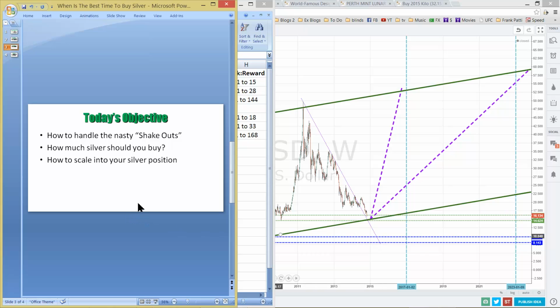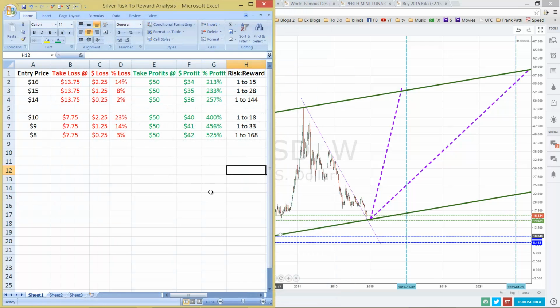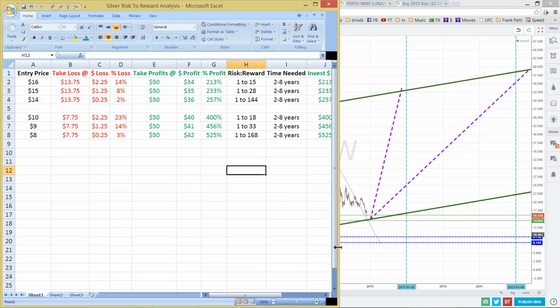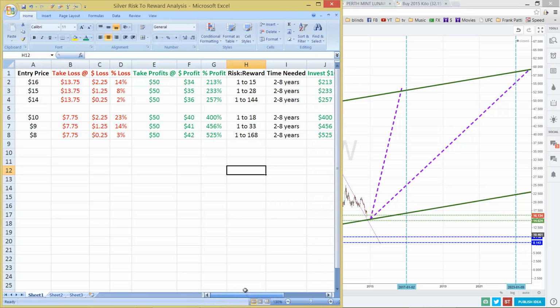And then, how much silver should you buy is a very good question, and how to scale into your silver position is also a good question. I'm going to answer both of those questions at the same time. Let me go ahead and remove that. What I'm going to do here is expand this a little bit and open this up.